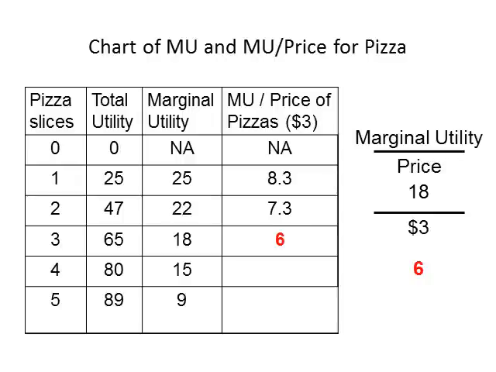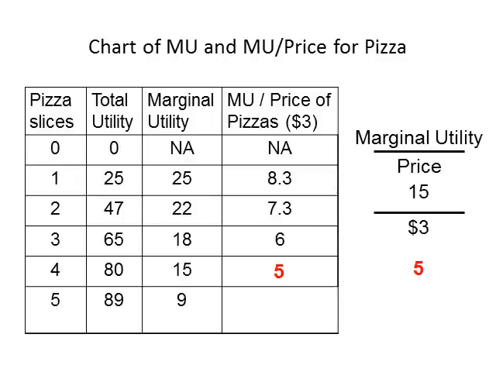The fourth row has a marginal utility, so we can calculate the marginal utility divided by price. The formula is the marginal utility divided by price. The marginal utility in the fourth row is 18 and the price is $3. Dividing 18 by 3 is 6. 6 is placed in the fourth row of the table.